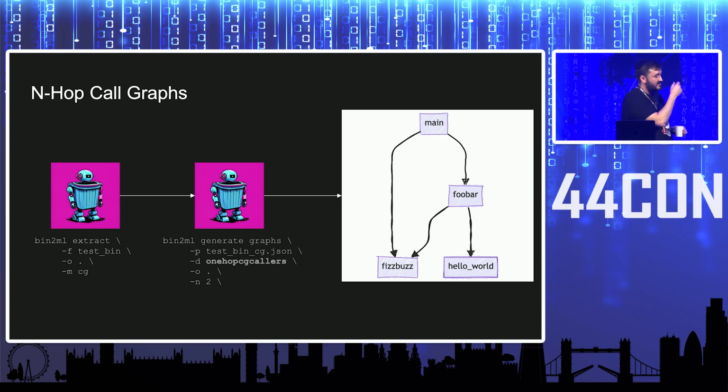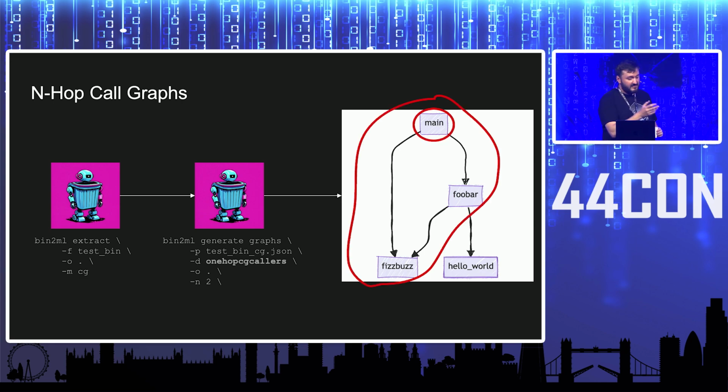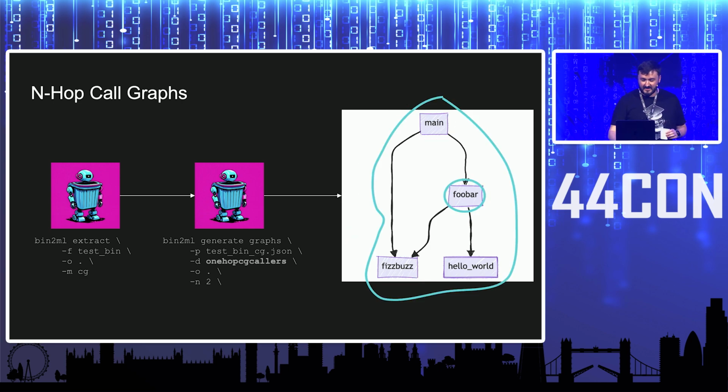And then we've got an alternative, which is called in the literature n-hop call graphs, and I've implemented a part of that, where it's one hop, and the idea is you take the callers of a function and the callees of a function, and then create a localized graph. For example, if you did main, in this case, you would get everything in the red, and if you did foobar, you would get everything in the blue.